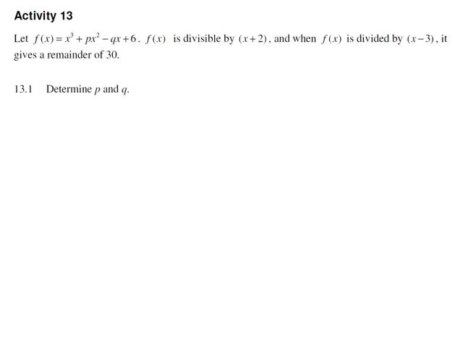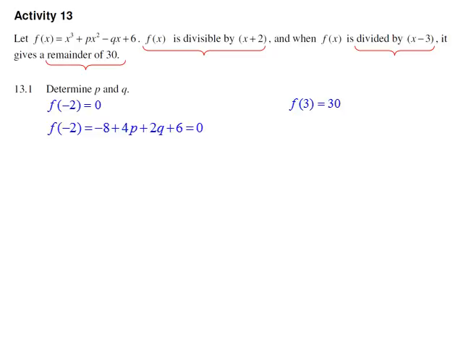Now, from the piece of information that f(x) is divisible by x plus 2: when something is divisible by x plus 2, it means it can be divided with a remainder of 0, which means that x plus 2 is a factor of f(x), and therefore f(-2) is equal to 0. Then we're also told that when f(x) is divided by x minus 3, it gives a remainder of 30. So from that information, we can write down that f(3) is equal to 30.